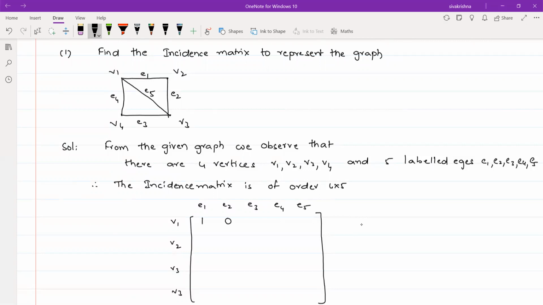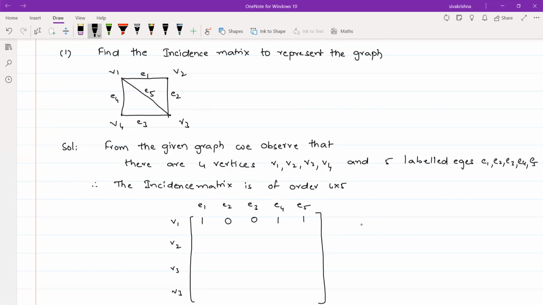Similarly, is the edge E3 incident on the vertex V1 or not? No, it is not incident on V1, so once again we write 0. Coming to E4, is the edge E4 incident on the vertex V1 or not? Yes, E4 is incident on V1, so we write 1. Coming to E5, clearly E5 is incident on the vertex V1, so we write 1. So this is the first row.